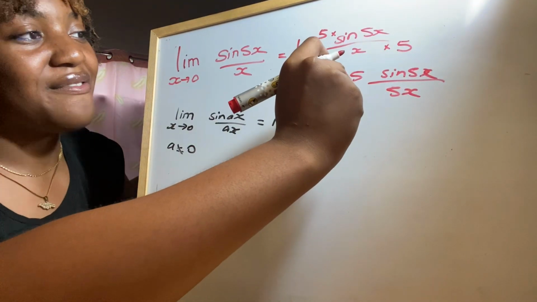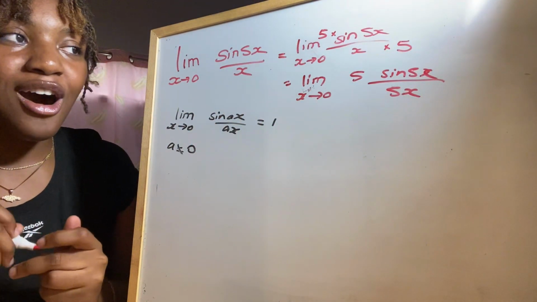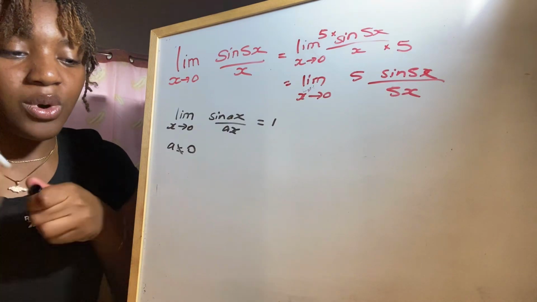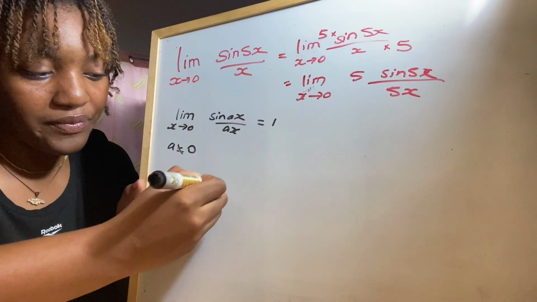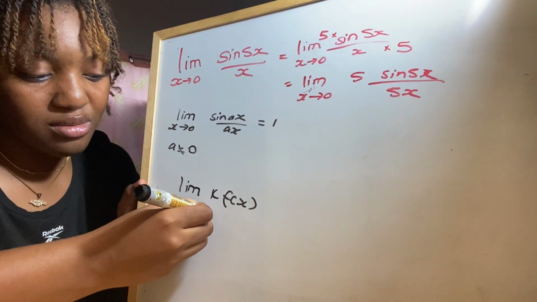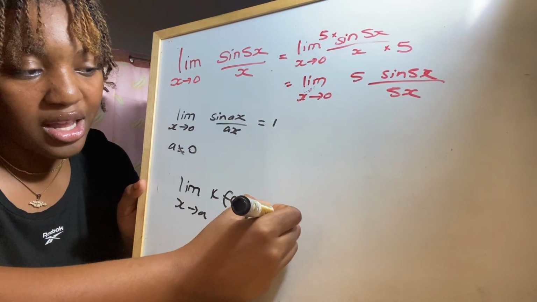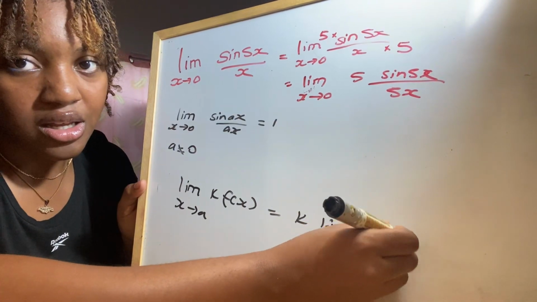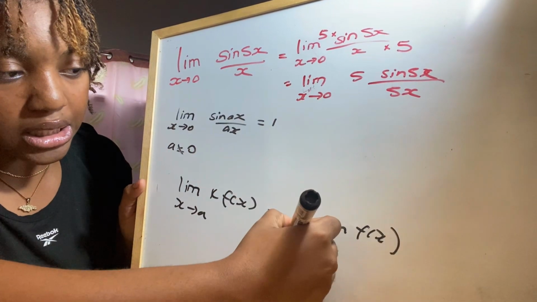Since we have a 5 right here, if you recall from one of the rules, one of the laws that we went through, the limit of k times f of x as x approaches some number, let's say a, can be written as k times the limit of f of x.